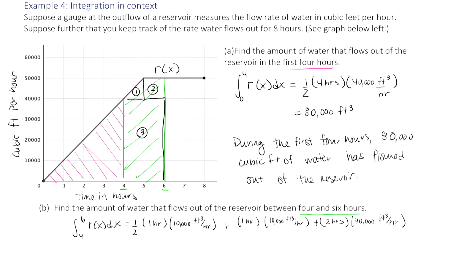All right, so multiplying all that together, we should get 5,000 plus 10,000 plus 80,000, so we should get 95,000. There we are. That's what I get for trying to do arithmetic in my head. So we get 95,000 feet cubed has flowed out between 4 and 6 hours. All right, so let's keep going.